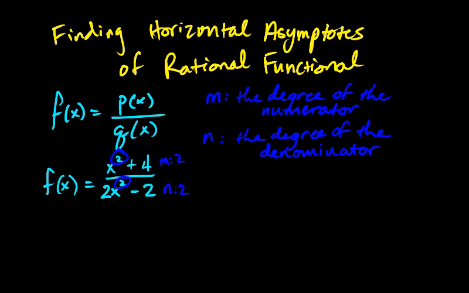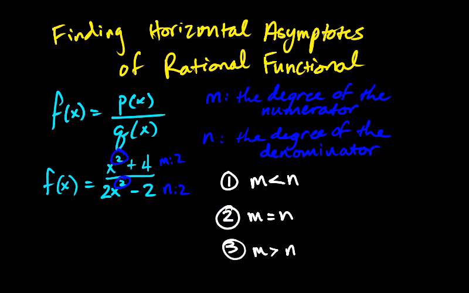So 3 rules, and here they are. The first one occurs when m is less than n. The next one occurs when m is equal to n. And the third one occurs when m is greater than n. If the degree on top, the degree of the numerator, is less than the degree of the denominator, then the horizontal asymptote is always y equals 0. Doesn't matter. Always y equals 0.